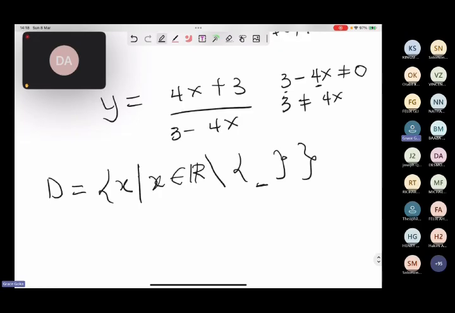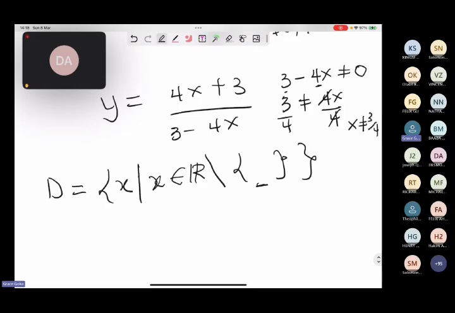I'm looking for the x, not 4x. So to get rid of the coefficient, the number attached to the x, I'll divide here by 4, divide here by 4. The 4 will cancel the 4, so my x must not be equal to 3 over 4.